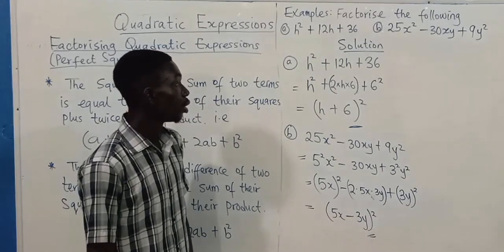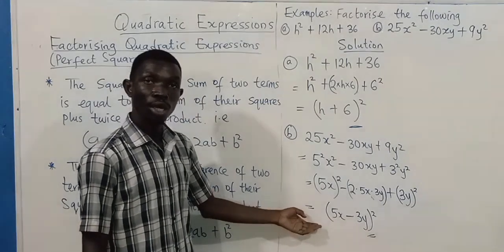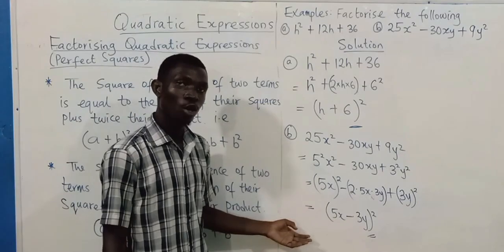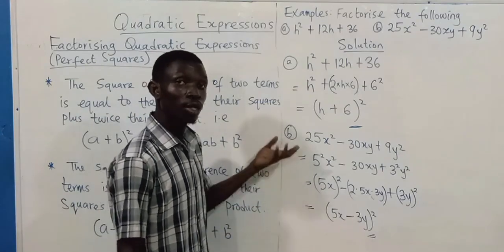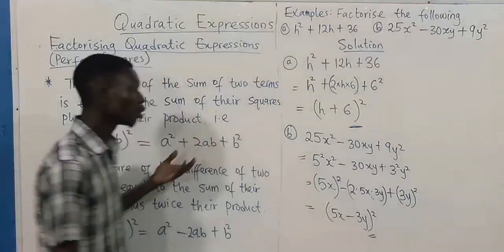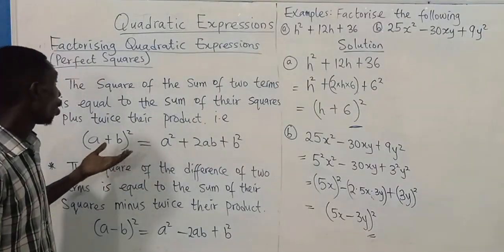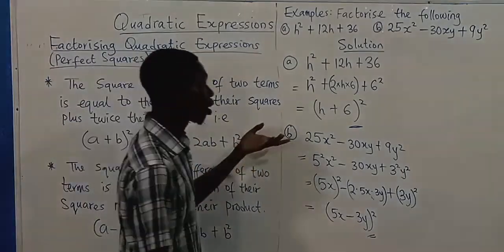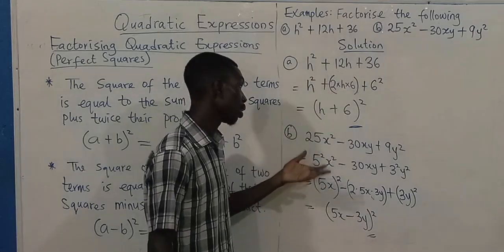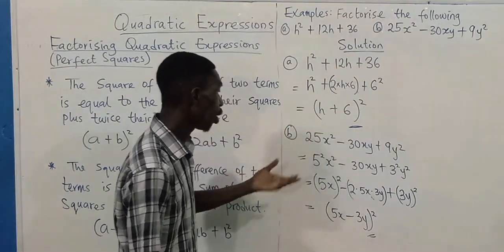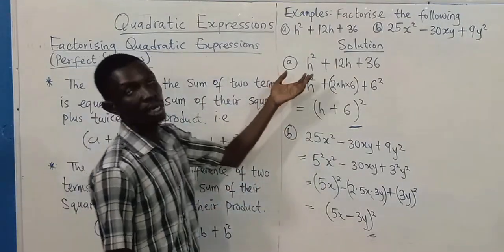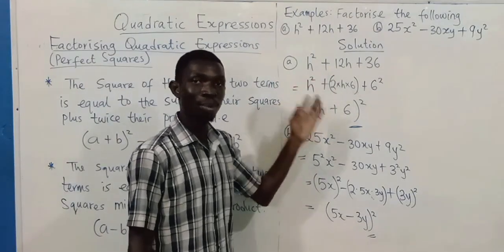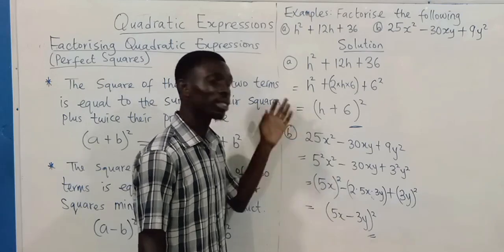Okay? If you have any question, you can drop it in the comment section. But remember, you can use the traditional method we taught in our last video on factorization of quadratic expressions. We can also employ it in factorizing this. But this is just a short way of factorizing quadratic expressions that are perfect squares.